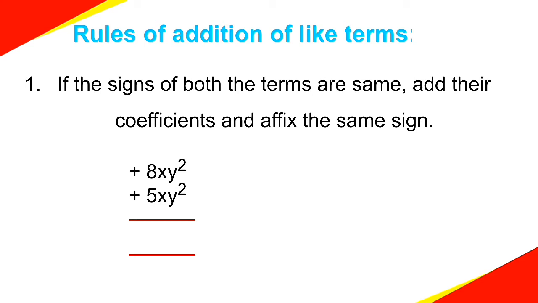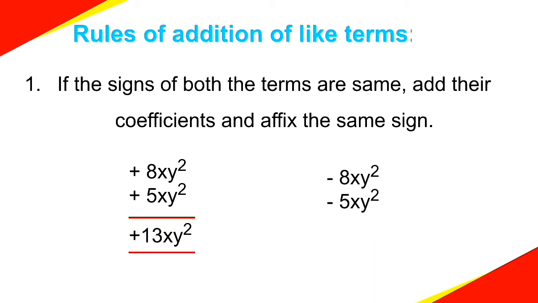Now we are going to add. See, xy square is a common term. 8 plus 5, how much? Right, that is 13. Means when you add plus 8xy square plus 5xy square, you get 13xy square. Now we are going to see one more example.